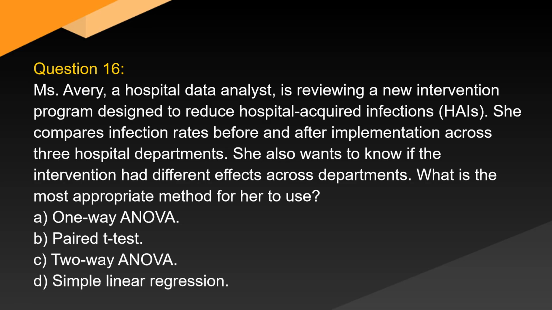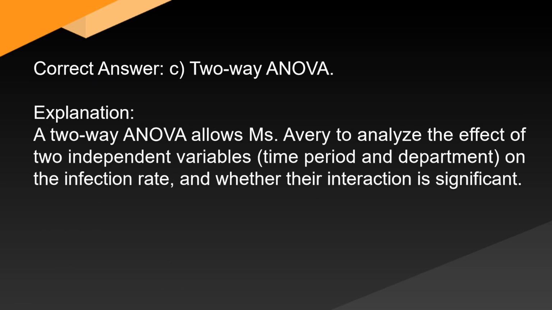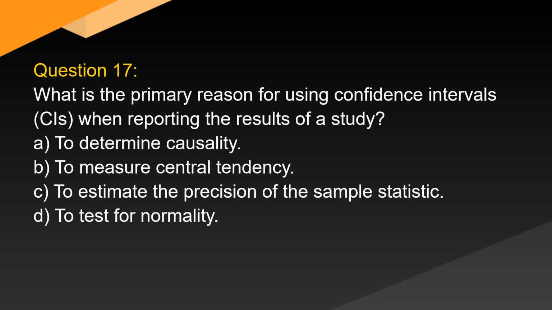A. One-way ANOVA. B. Paired t-test. C. Two-way ANOVA. D. Simple linear regression. Correct answer: C. Two-way ANOVA. Explanation: a two-way ANOVA allows Ms. Avery to analyze the effect of two independent variables, time period and department, on the infection rate and whether their interaction is significant. Question 17.